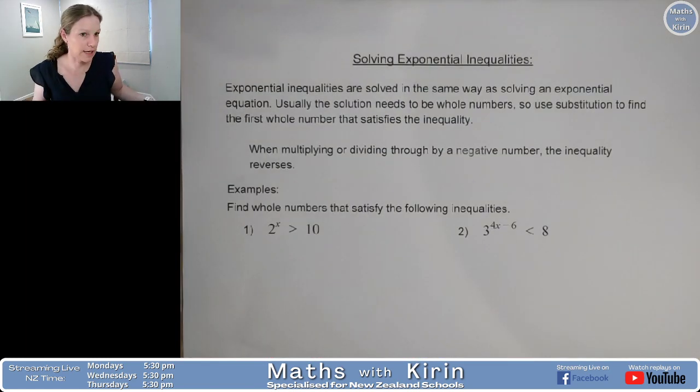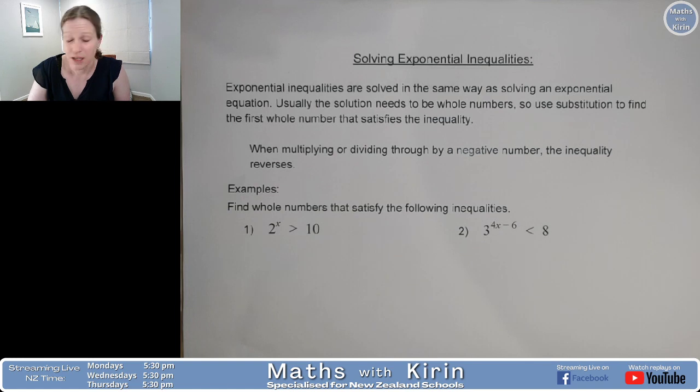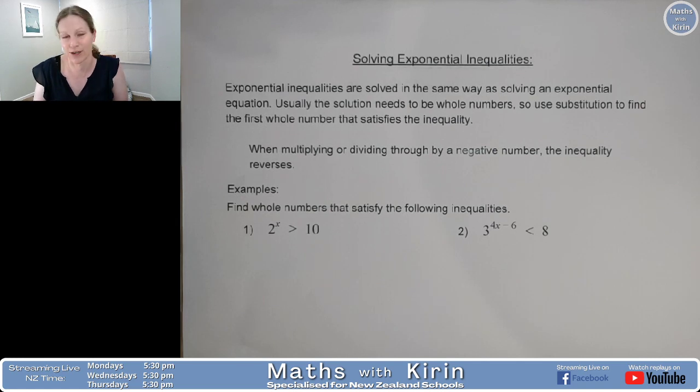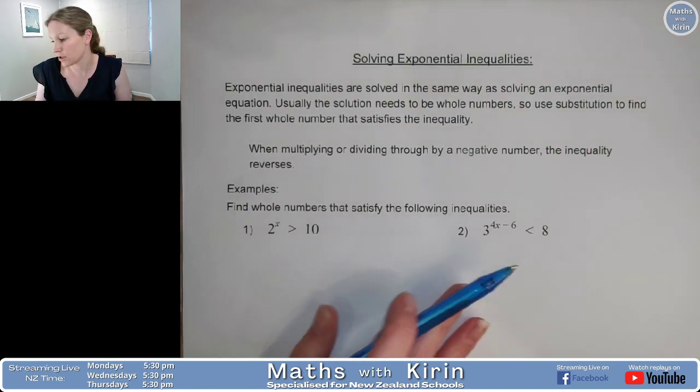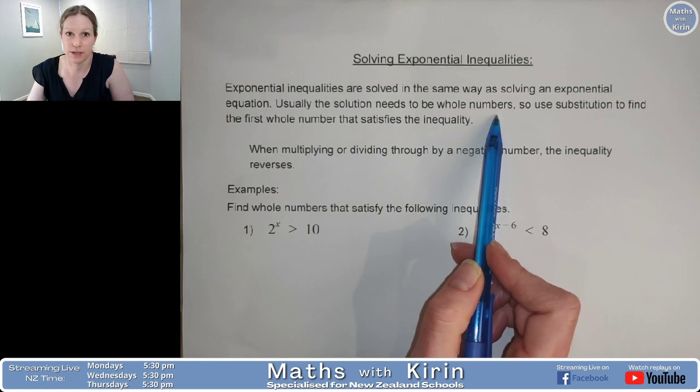So moving on to inequalities, we solve them in much the same way. It's expected at level 1 that you only need to find whole number solutions, so you don't need to be trying to find a whole lot of decimal places. If you do take level 2 maths at some stage and you do the algebra paper, then you will use logarithms in order to solve exponential equations exactly. But at level 1, you should only be dealing with whole number solutions.